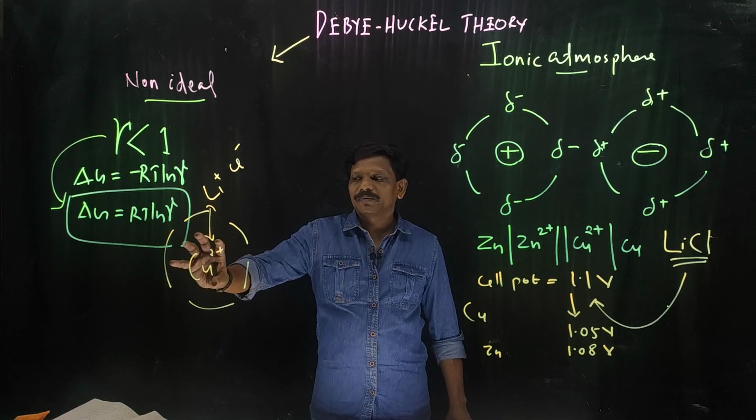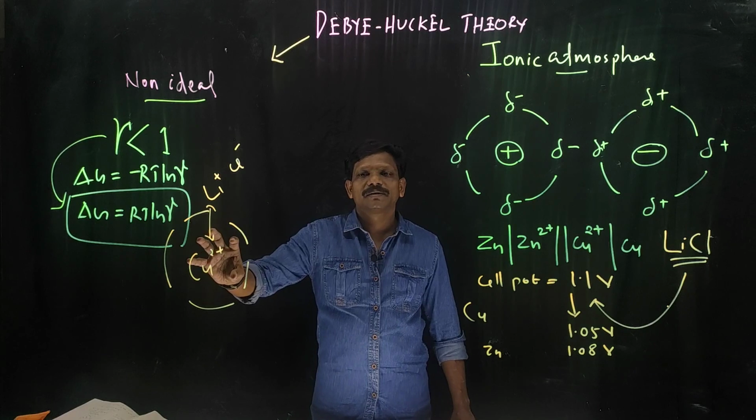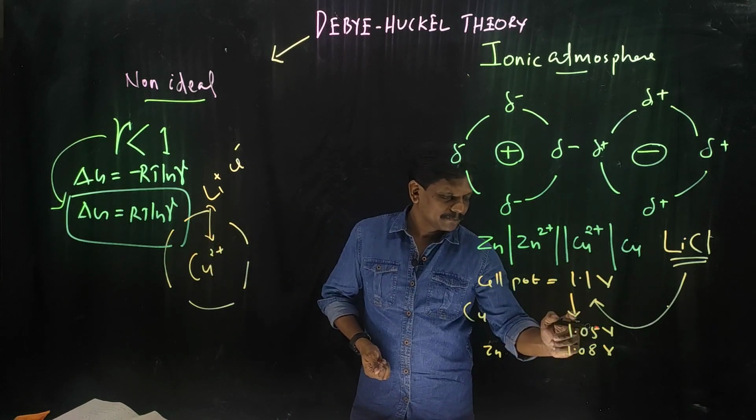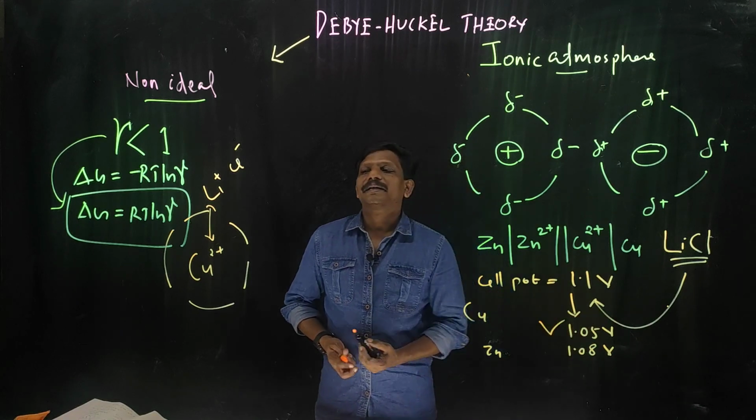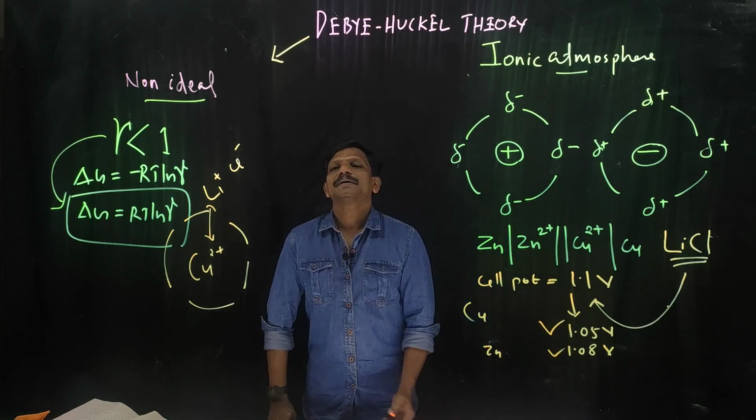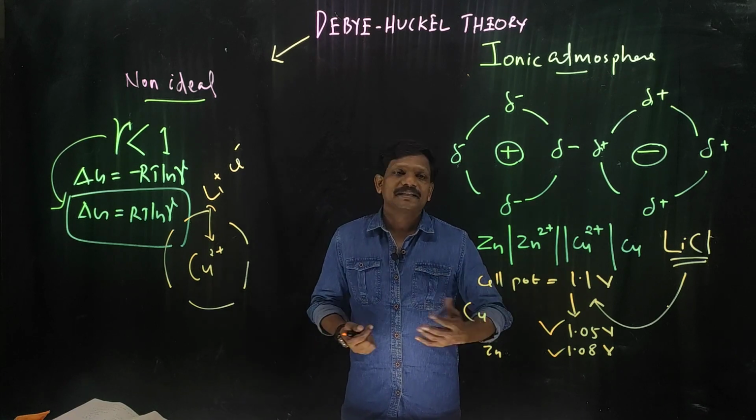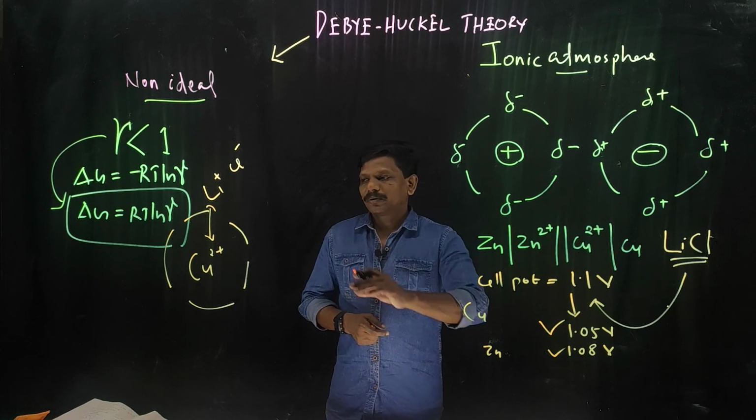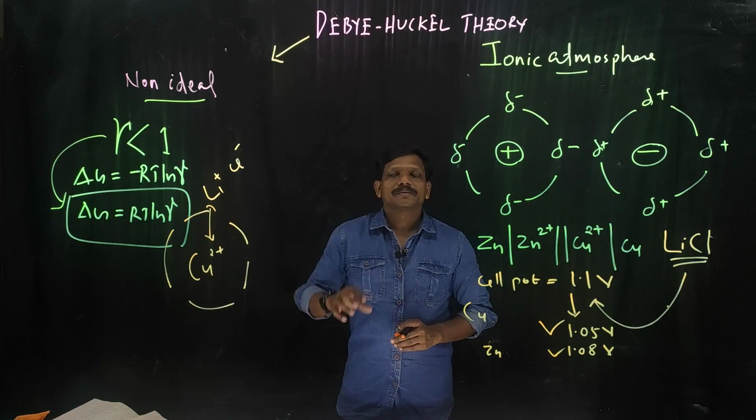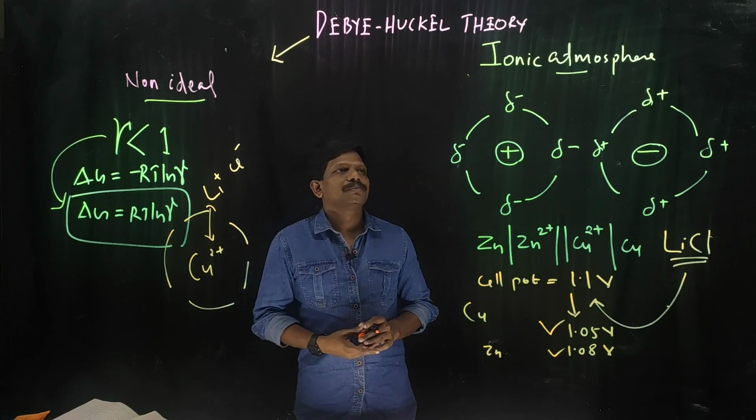So due to this screening effect, what happens? Cu2 plus cannot show its effective charge. That is why the cell potential is decreasing. Here also the same thing is happening, and the cell potential is again decreasing. This is known as ionic screening. So I am talking about the disturbance of the ionic atmosphere, which is also called ionic screening. Many things we have to consider.